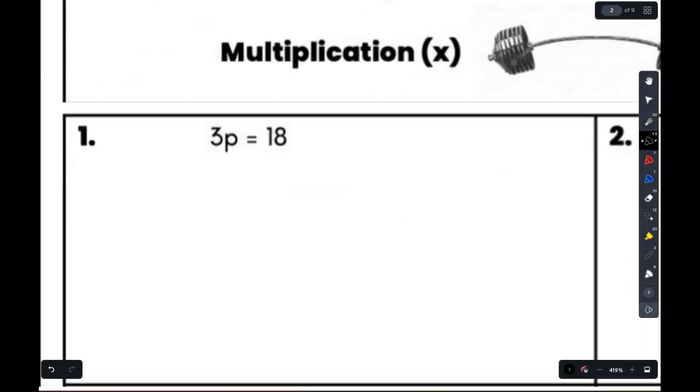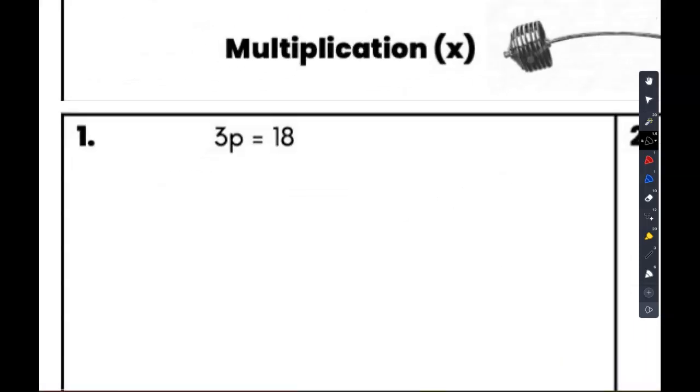So I'm going to zoom in here on number 1. We've got 3 times P. Okay, so we'll do the opposite of multiplication, which is division, and divide by 3. And then P is equal to 18 divided by 3, which is 6.